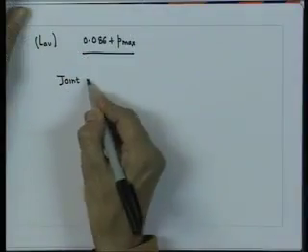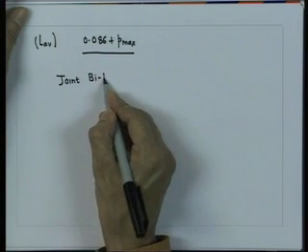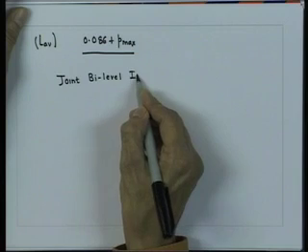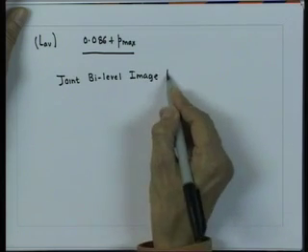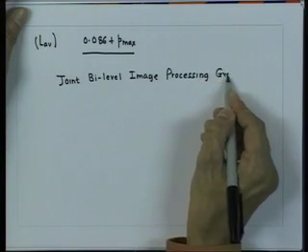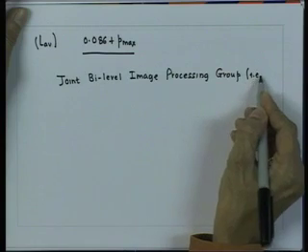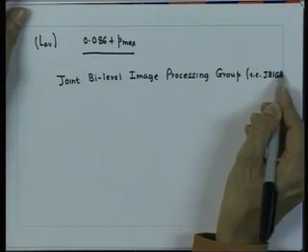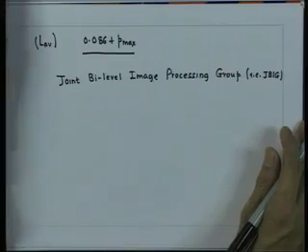Arithmetic coding is being used in a variety of lossless and lossy compression applications. Arithmetic coding is the coding scheme recommended by the Joint Bi-level Image Processing Group, that is JBIG, as part of the standard for coding binary images.